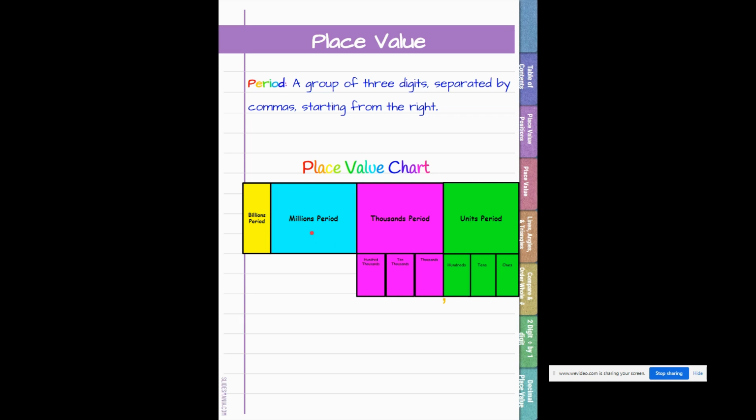Again, to separate the millions from the thousands period, I place another comma. Under your millions period, the pattern is going to continue. You're going to have your millions, then you're going to have your 10 millions and 100 millions. What do we need to separate the billions period from the millions? That's right, a comma. And in the billions period, we're just going to go up to the billions.